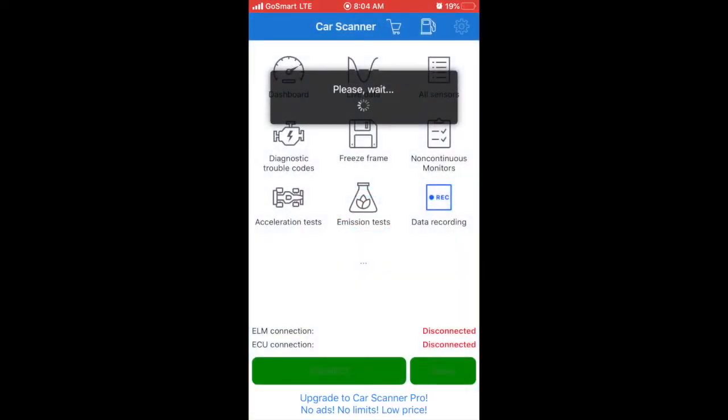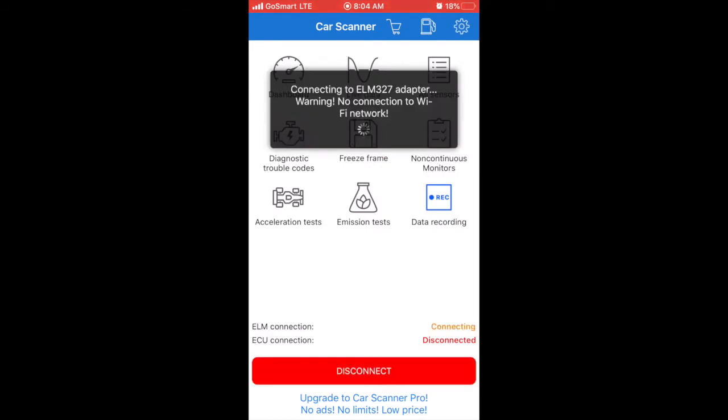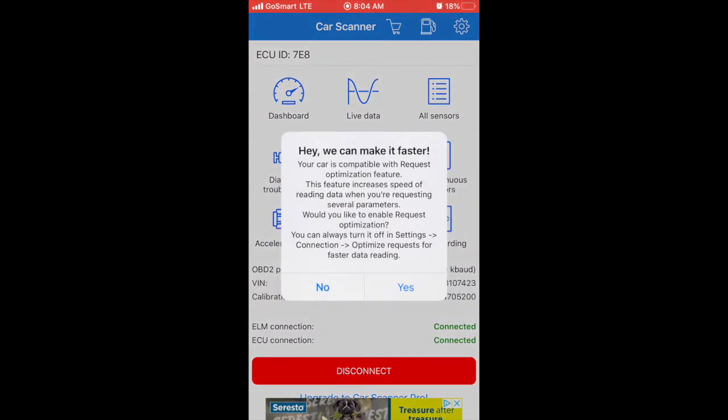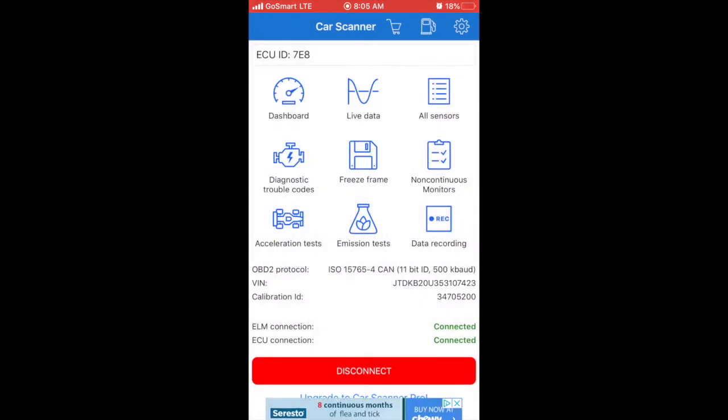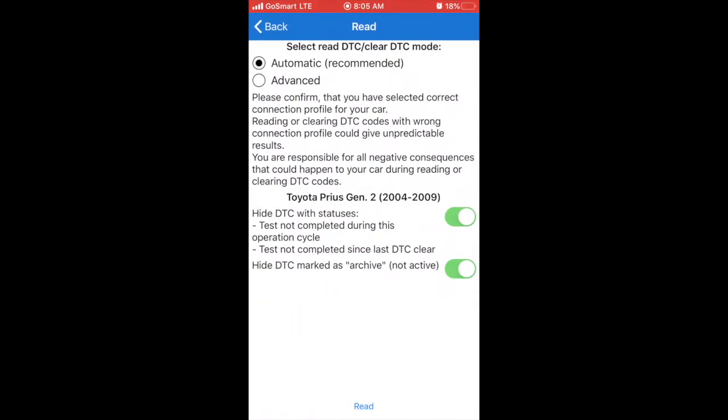So connect. Yep, it's connecting. Successful connecting. So let's code read.